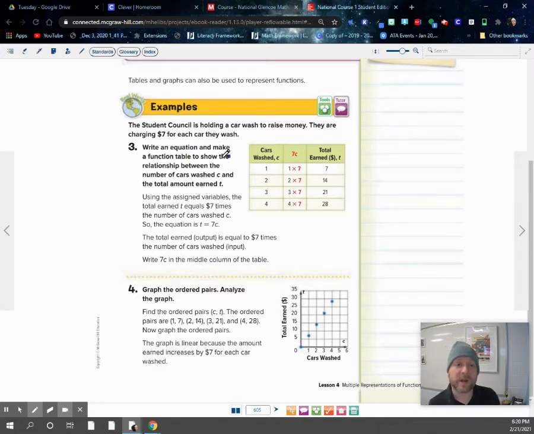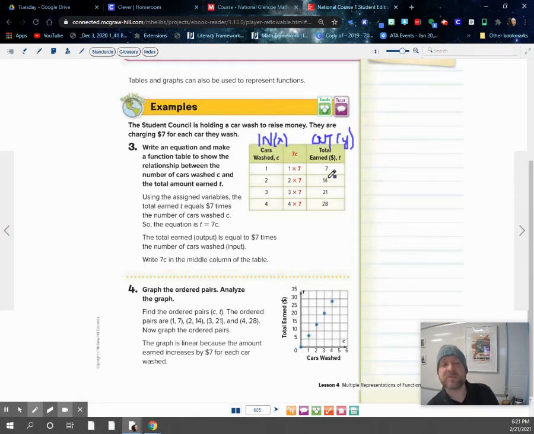So if we were to write an equation to make a function table to show the relationship between the number of cars washed C and the total amount earned T, here's what it would look like. So again, this is our input, or our x value. This is our output over here. This would basically be our y value if we were to plot these out. So we've got an in and we've got an out. And then it says 7C here is our total, because the total amount earned would be $7 times each car that they wash. So 7C.